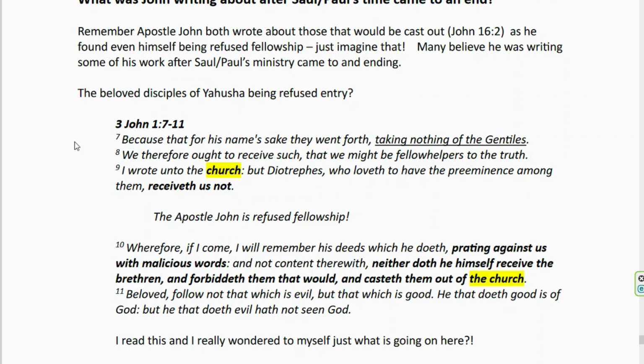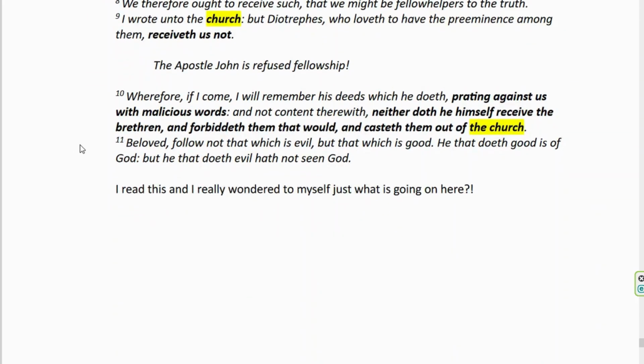Because that for his name's sake they went forth, taking nothing of the Gentiles. We therefore ought to receive such, that we might be fellowshippers to the truth. I wrote unto the church, but Diotrephes, who loveth to have the preeminence among them, receiveth us not. Us means John's included. Apostle John was refused fellowship. Wherefore, if I come, I will remember his deeds which he doeth, prating against us with malicious words, and not content therewith, neither does he himself receive the brethren, and forbiddeth them that would, and casteth them out of his church. Beloved, follow not that which is evil, but that which is good. He that doeth good is of God, but he that doeth evil hath not seen God.